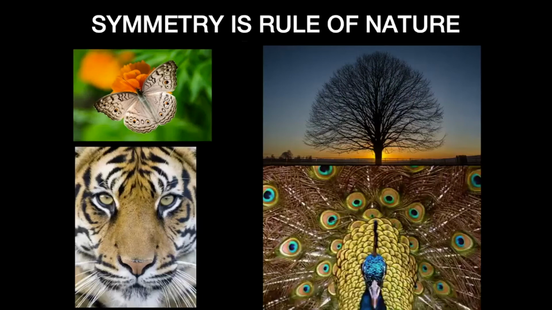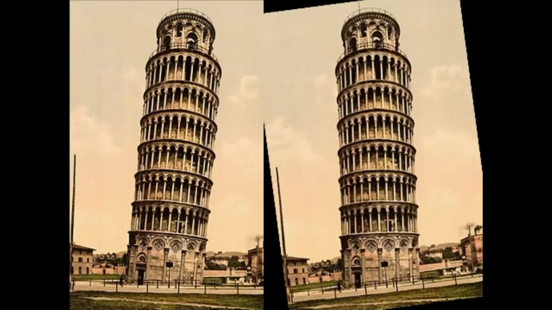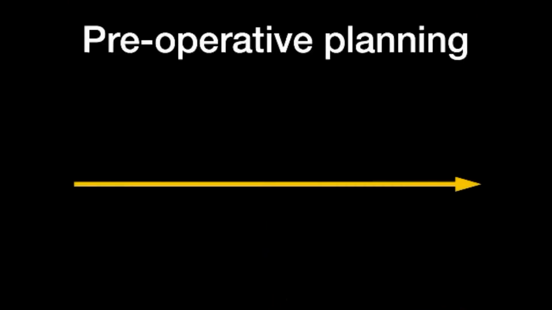Symmetry is the rule of nature, and everywhere we find symmetry. So whenever this symmetry is disturbed, there is a problem. In our body as well, whenever there is malalignment, the body has problems. So in this talk, we'll be discussing planning how to realign the knee and how to get the perfect balance. I have divided my talk into 7 different headings.